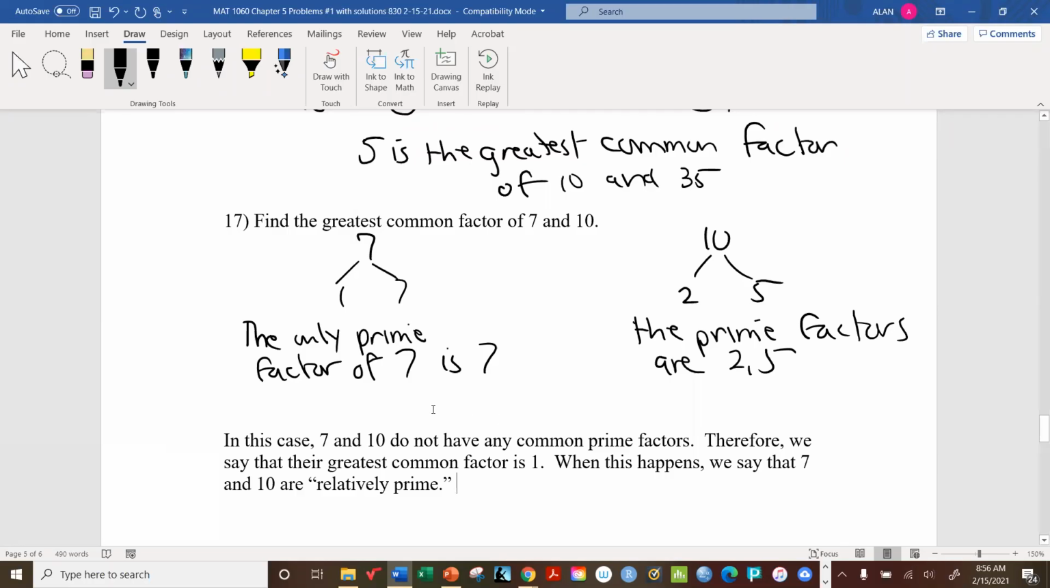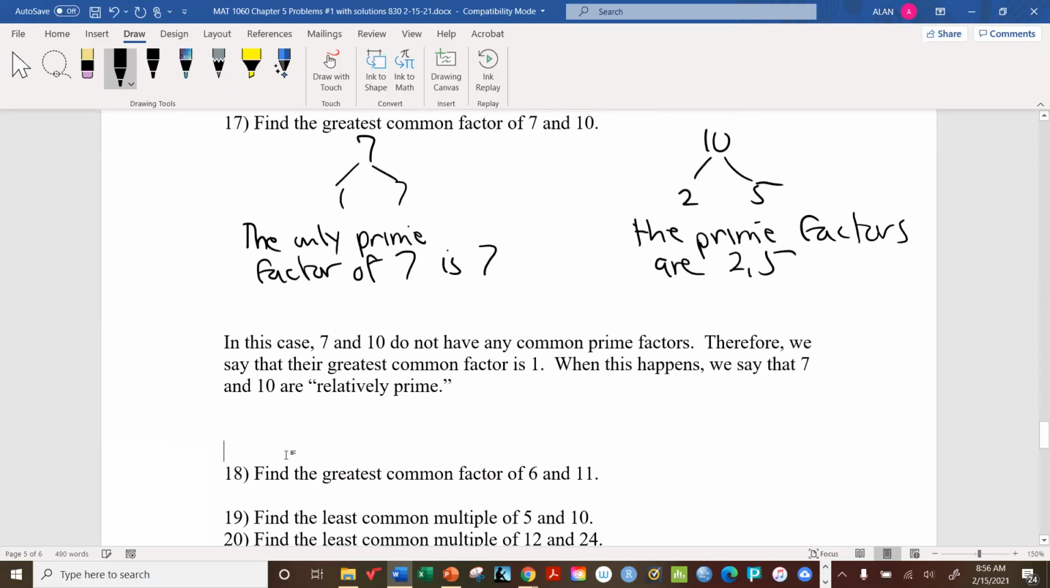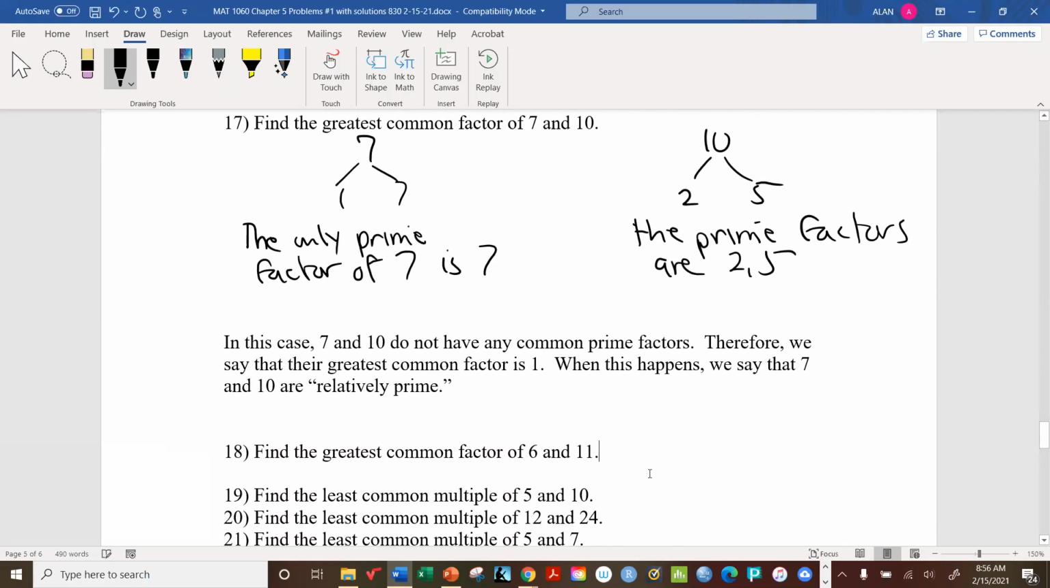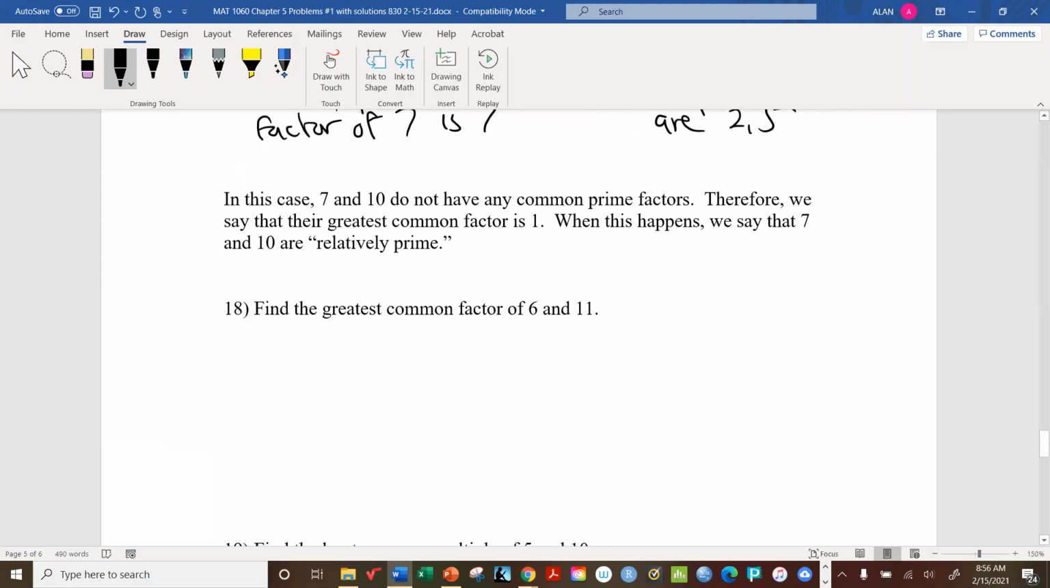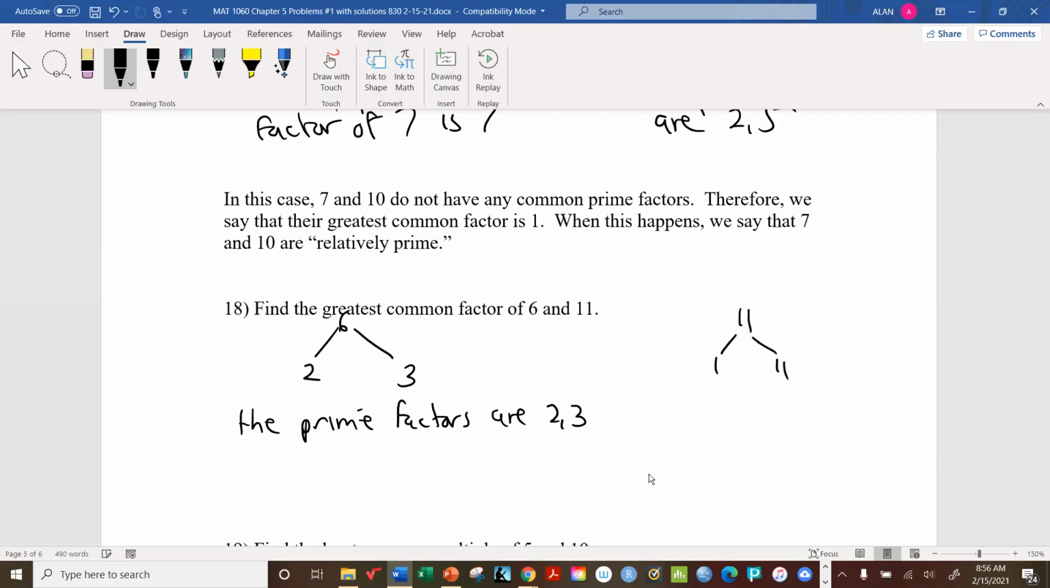All right, now what about this one? 6 and 11. Uh-oh, I think we're in for trouble here too, because look what happens. The prime factors of 6 are 2 and 3. And 11, oh no, the only prime factor here is 11.